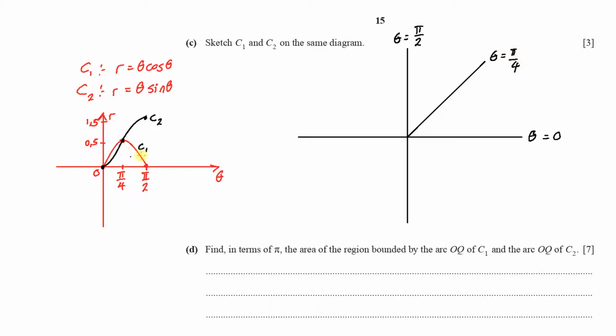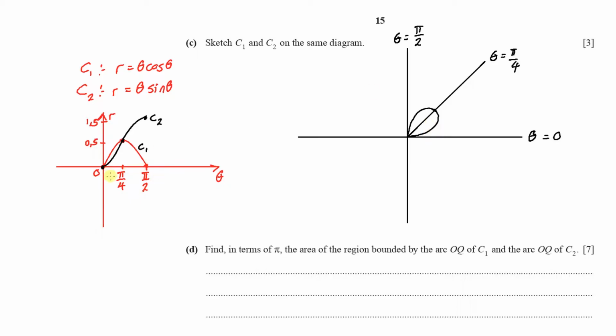Now starting with C1, you can notice that as we approach pi over 4 from 0, the graph is increasing, r is increasing all the way up to 0.57. So we can represent it with this as we move towards pi over 4. And then as we move from pi over 4 to pi over 2, r decreases back to 0. So as we approach pi over 2, then it has to come back down. So this is the curve for C1.